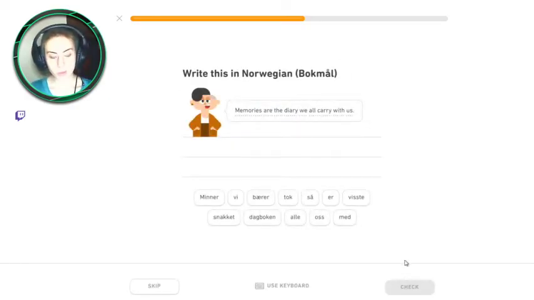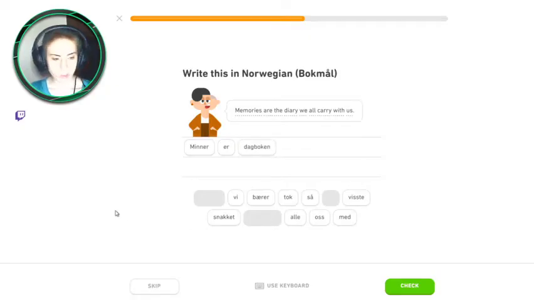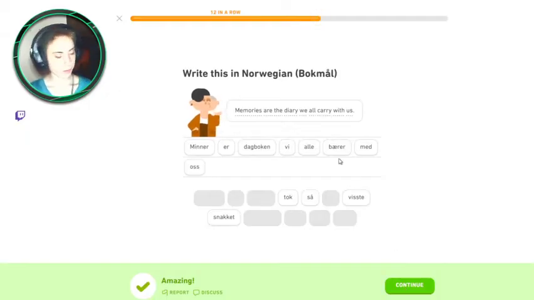Memories are the diary we all carry with us. Wow, okay. Okay, Duo. Getting really deep there. Memories. Minner. Diary. Dagboken. That is a pretty easy guess. A daybook. Minner er dagboken. Vi alle tok med oss bare. Alle bærer bare med oss. Okay. They all carry with us.